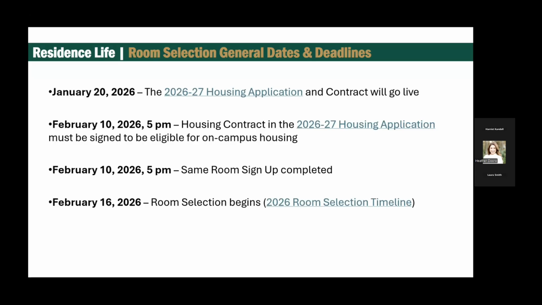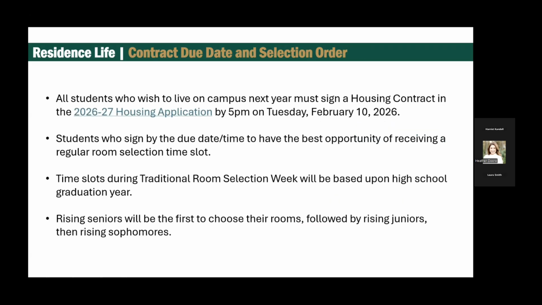To sign a housing contract and fill out their housing application to be eligible for on-campus housing for the following year. So again, it doesn't matter when you sign your housing contract, just providing that you sign it between January 20th and February 10th by 5 p.m., that will put you in for being eligible for on-campus housing. Again, for our rising second-year students, housing is required, and so you're guaranteed housing. And then for our rising juniors and seniors, it makes you eligible for that time.